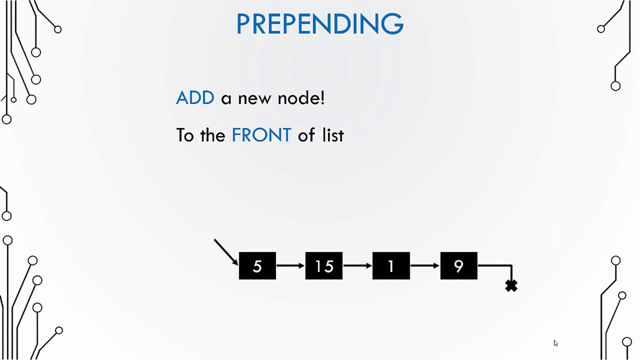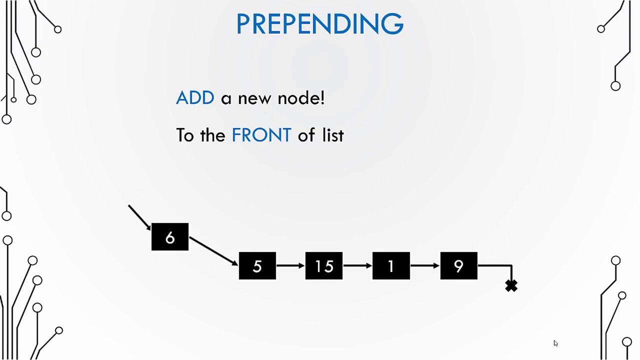So what is prepending? Well, you all know it. Prepending adds a new node to a linked list, but to the front of the linked list, not to the back. And it's quite simple. You have to first create a node, point it to the first node, and then move the head pointer to point to the newly created node, which is now the first node.